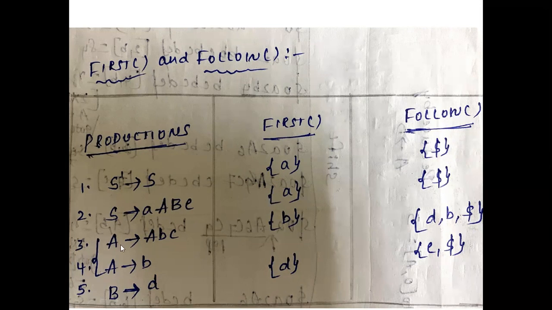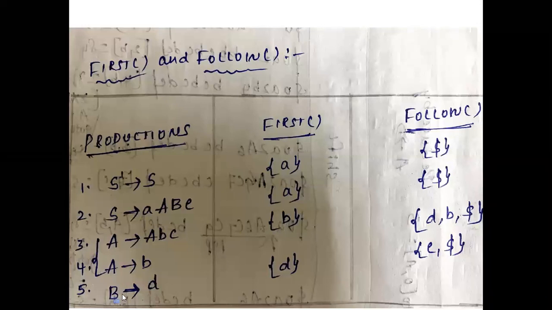Coming to first of A, first of A has two rules. Make a note of these two rules: A tends to ABC or B. When I'm constructing the first function for rule 1, first of A is again first of A. But A has another rule, that is B, and B is directly a terminal, so I am writing the output directly. It is a terminal output with B. See here, first of A is B.